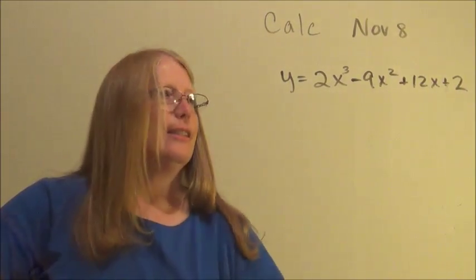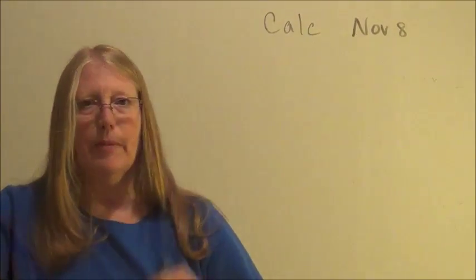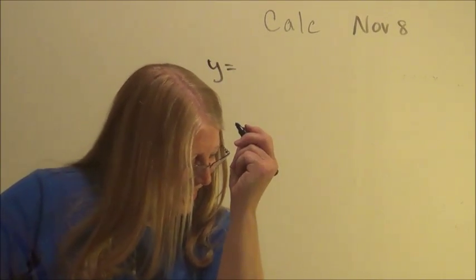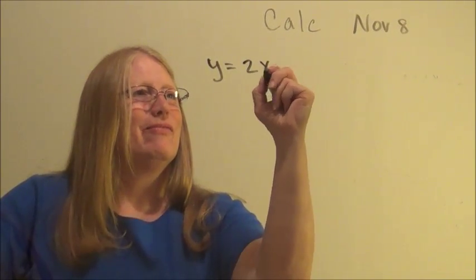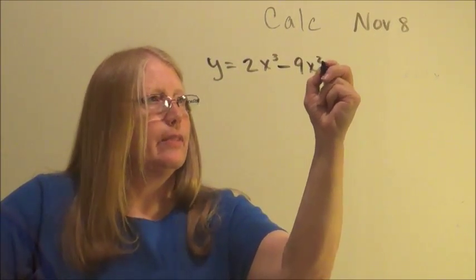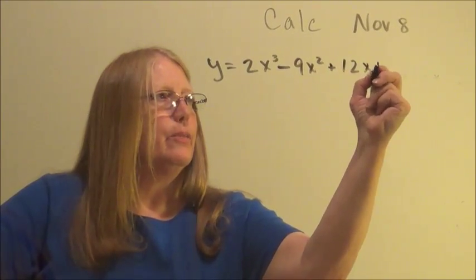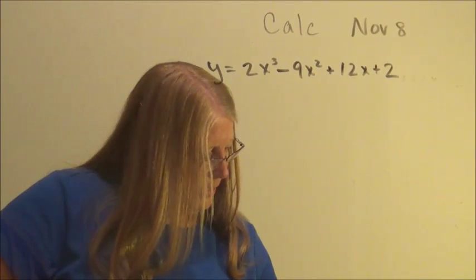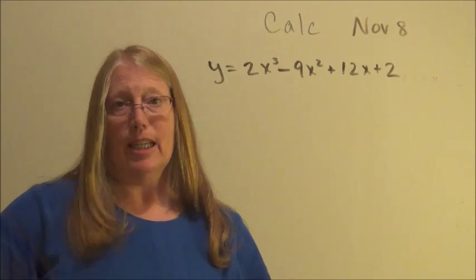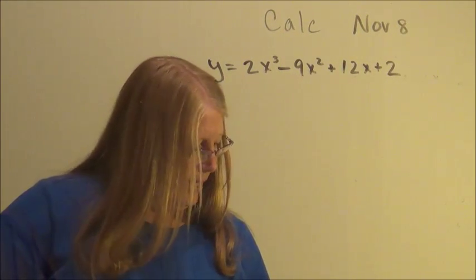I think it went out. All right, let me move it over. I need a cameraman. All right, Y equals, what was it again? 2x cubed minus 9x squared plus 12x plus 2. All right, so with that, we are going to wonder where this function increases and decreases without using a calculator. So we're going to go ahead and examine that.